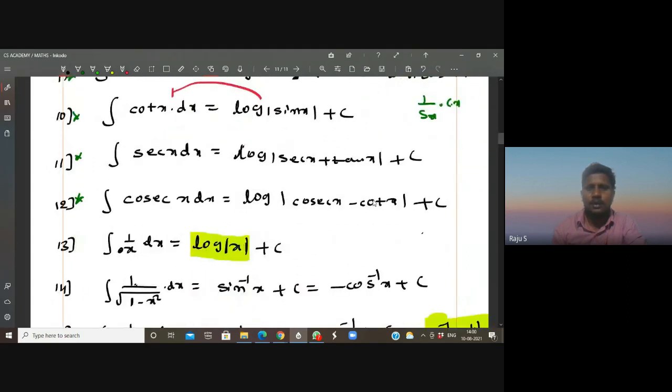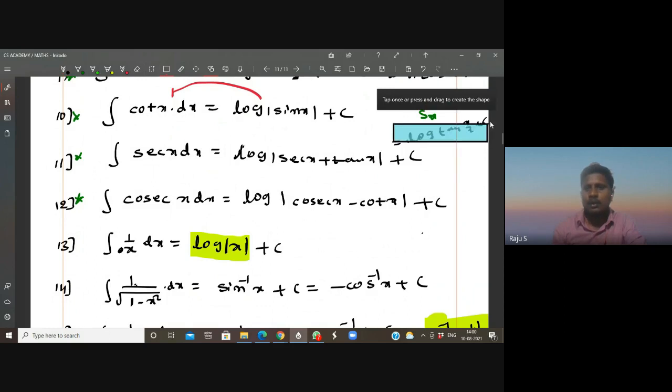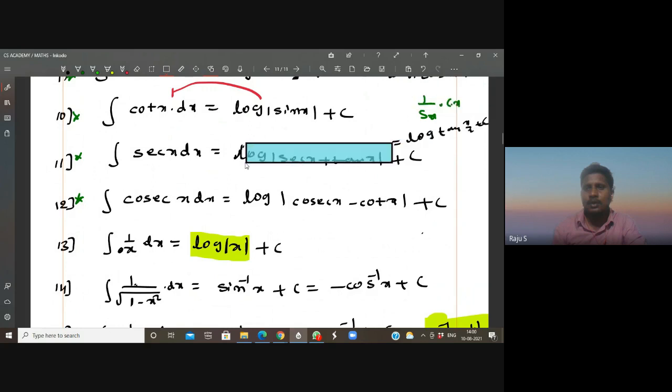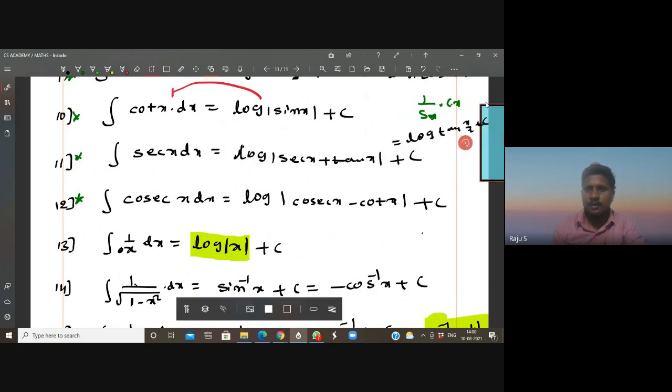See here, integral secant x is log of secant x plus tan x. This can also be written as log of tan of x by 2 plus c. This is another formula. Generally, this formula can be used at advanced level. Simply remembering this formula is enough. Okay, right, students?